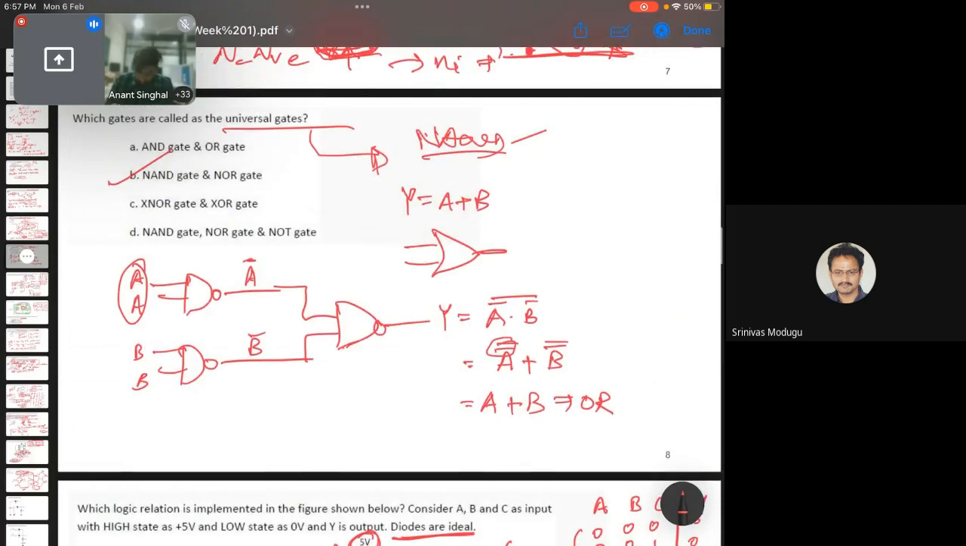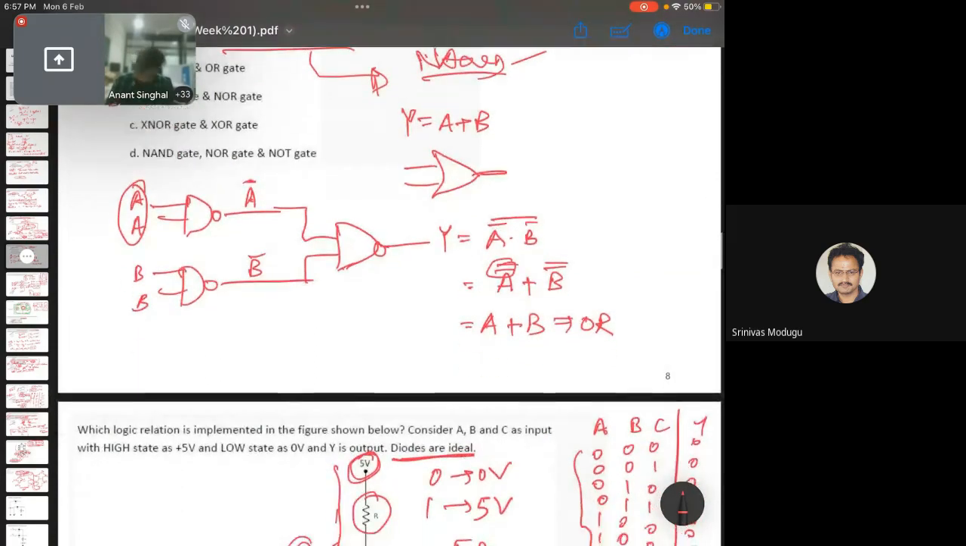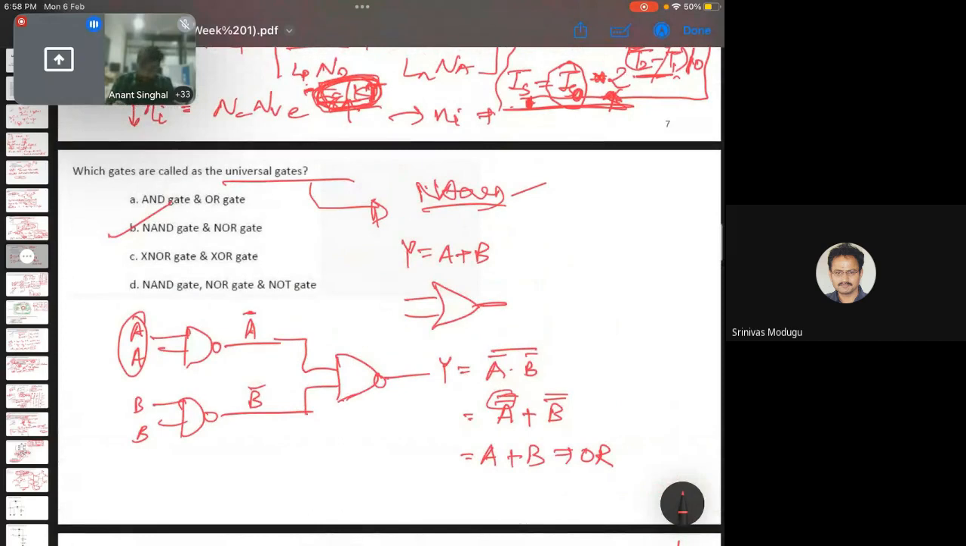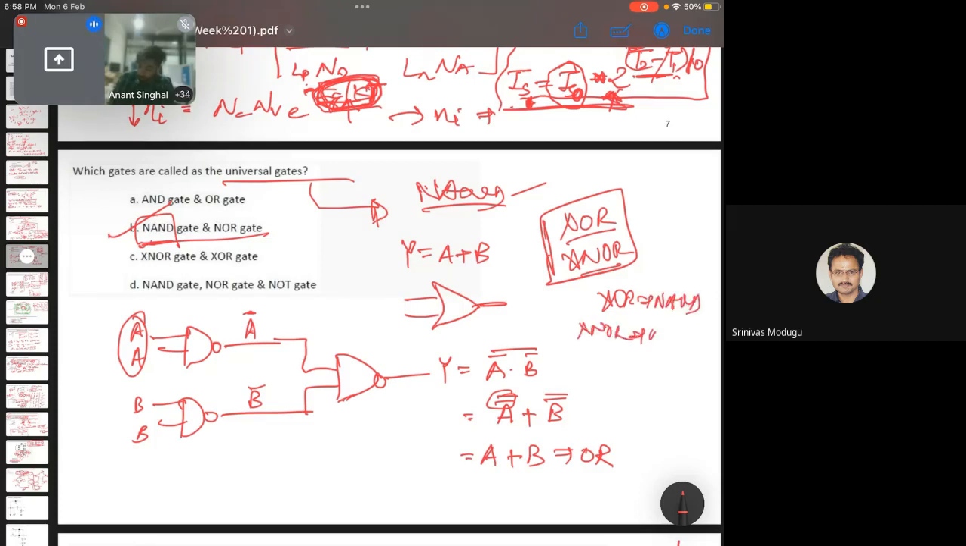Then again, these are the basic universal gates. Maybe at home you can try to make XOR and XNOR out of these NAND gates. These are basic questions. Even in GATE they ask what is the minimum number of NAND gates required to make an XOR gate or XNOR gate, because these are important questions. At home you can try to make an XOR gate using NAND, or an XNOR gate using NOR. It is possible and quite easy once you get the idea.